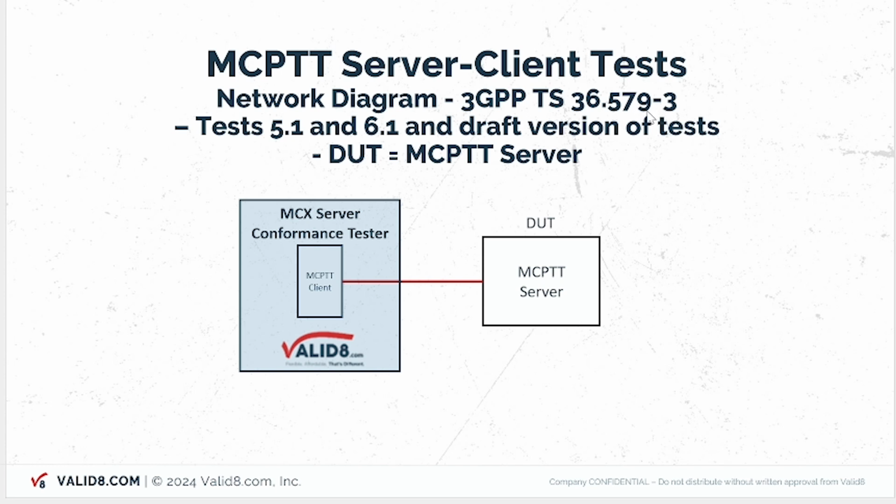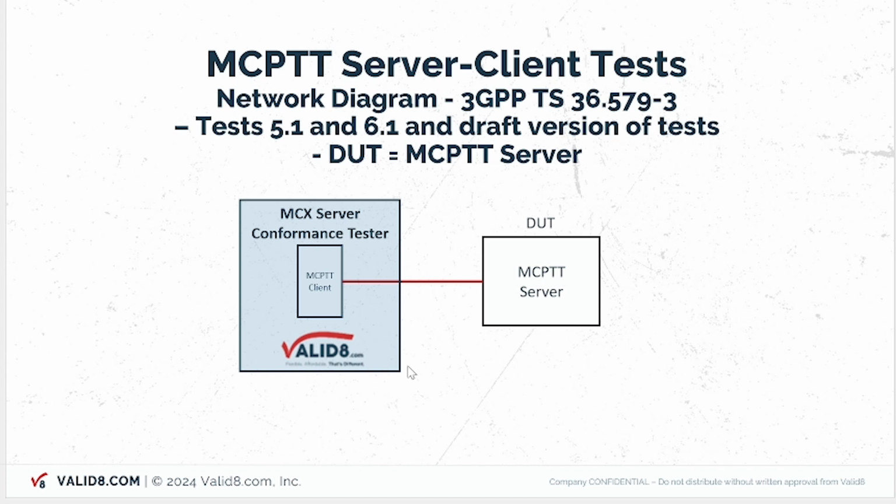36.579-3. The configuration scenarios test configuration, authentication, user authorization, UE configuration, and user profile communications between an MCPTT server and client. The operation scenarios test various features such as MCPTT group calls like prearranged group calls with floor control and imminent peril, emergency alert, broadcast group calls, etc.